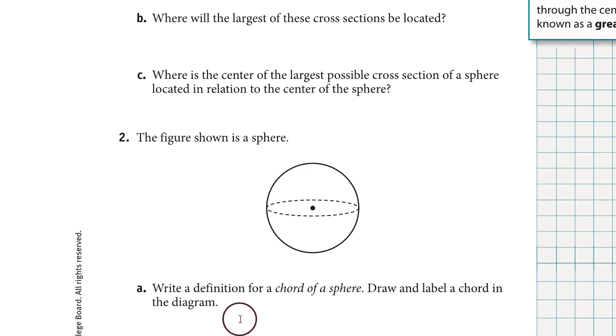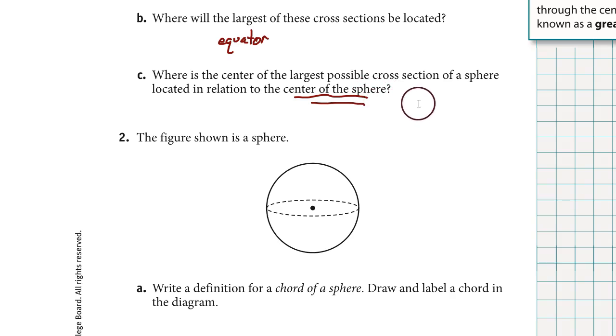So question B, where is the largest of the cross-sections? We said that that would be located at the equator of the sphere. In the drawing of the sphere on the screen, that's represented with the dashed line. Question C, where is the center of that largest possible cross-section circle? It is the center of the sphere.